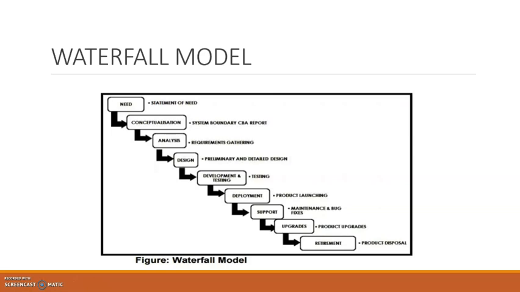And another important thing is you are getting the feedback from one stage only after that particular stage has been executed. Before that, we are not getting the feedback. So this is called the waterfall model. All the steps we have explained: what is need, what is conceptualization, what is analysis, design, then development and testing, deployment, support, upgrade, and retirement. Along with every step you are getting the corresponding output of that step, either in documented form or as data.